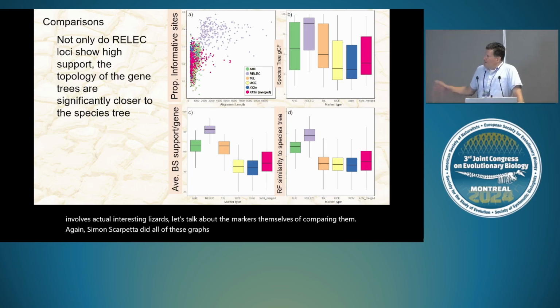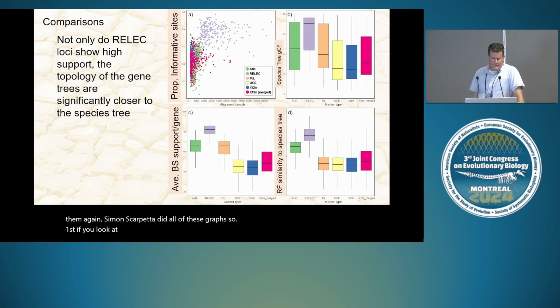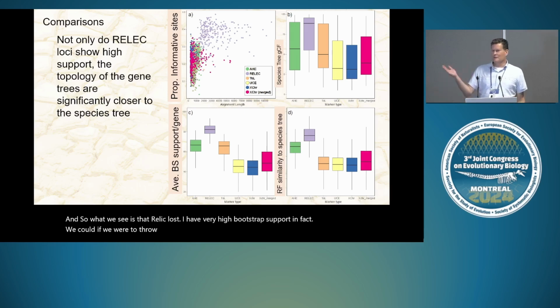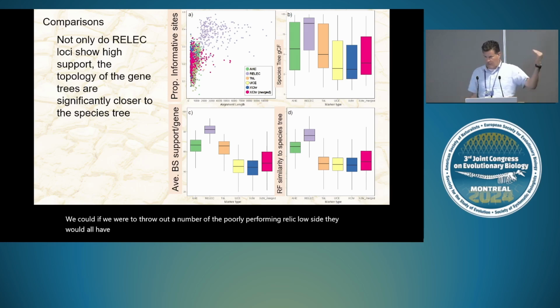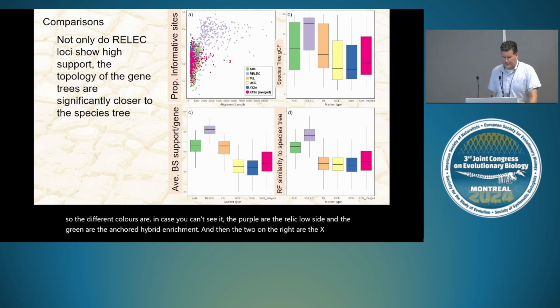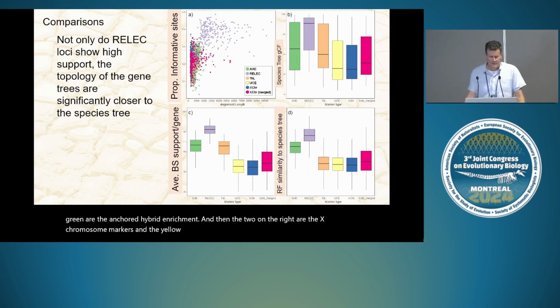So first, if you look at the lower left graph there, that shows the average bootstrap support, right? And so what we see is that relic loci have very high bootstrap support. In fact, if we were to throw out a number of the poorly performing relic loci, they would all have bootstrap supports over 90% across the board for all of these. So the different colors are, in case you can't see it, the purple are the relic loci, and the green are the anchored hybrid enrichment, and then the 2 on the right are the X chromosome markers, and the yellow ones are the UCE markers, right?